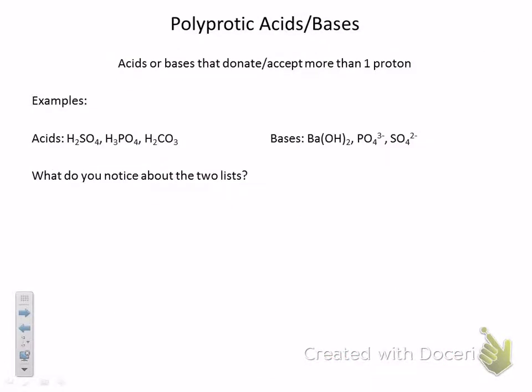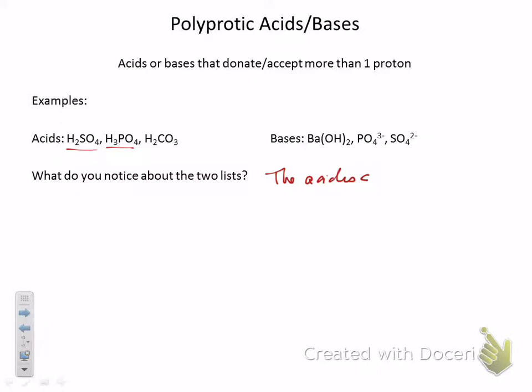Finally, I want to briefly mention polyprotic acids and bases. These are acids and bases that donate or accept more than one proton. Some good examples of this include sulfuric acid, phosphoric acid, and carbonic acid. Some bases include barium hydroxide, phosphate, and sulfate.